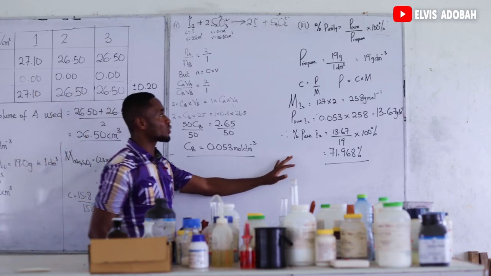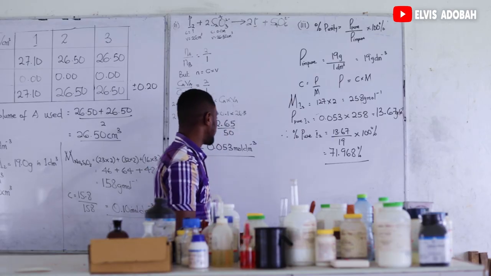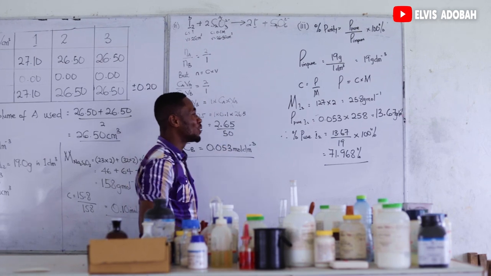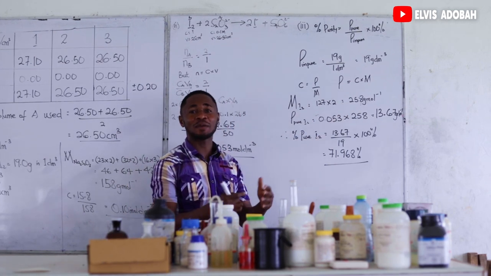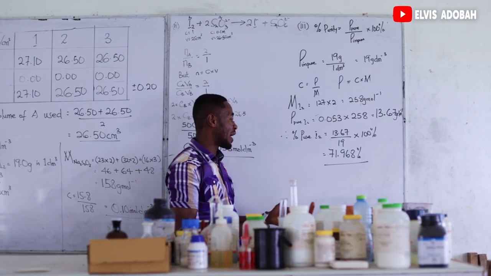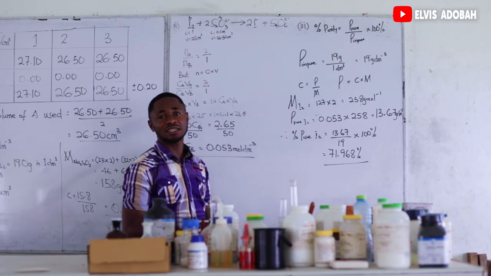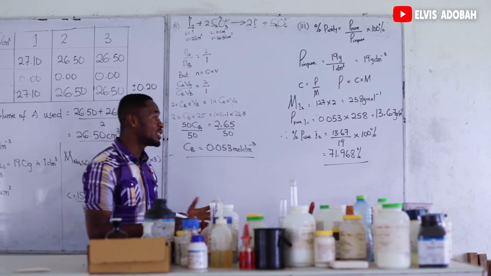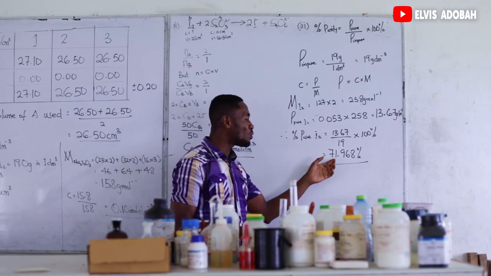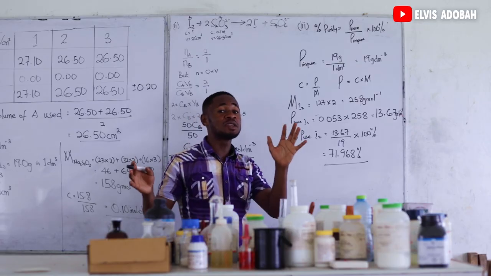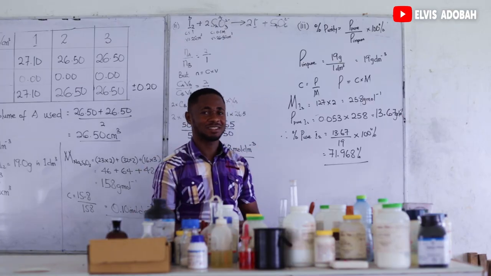There's another way you could have done this one. You could have multiplied the concentration of B by 1 decimeter cube and gotten the moles, and multiplied the moles by the molar mass to get the mass. Then you divide the mass you are going to get by 19. You still arrive at 71.968%, which tells us that the iodine we used was 71.968% iodine, and the remaining part were impurities.